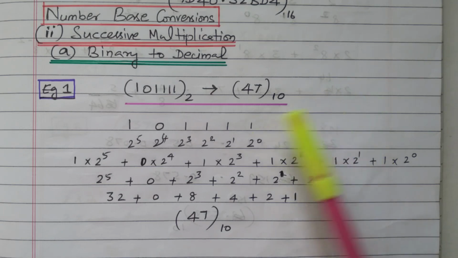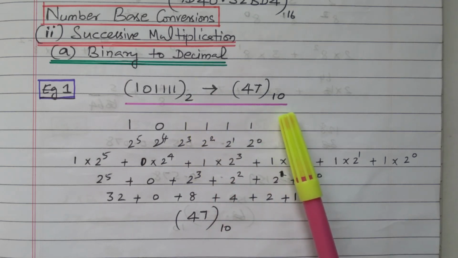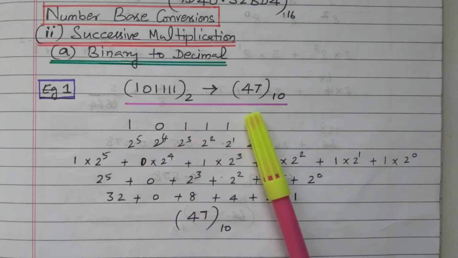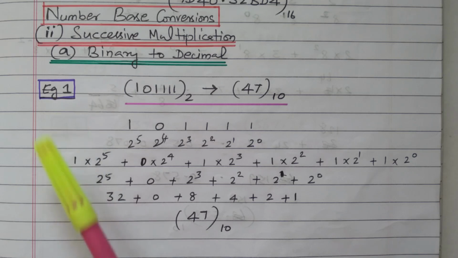Now we'll go to the topic. Binary to decimal. Binary means the base is 2. Decimal means the base is 10. So we are converting from base 2 to base 10. We'll see two examples. First we'll see example 1.